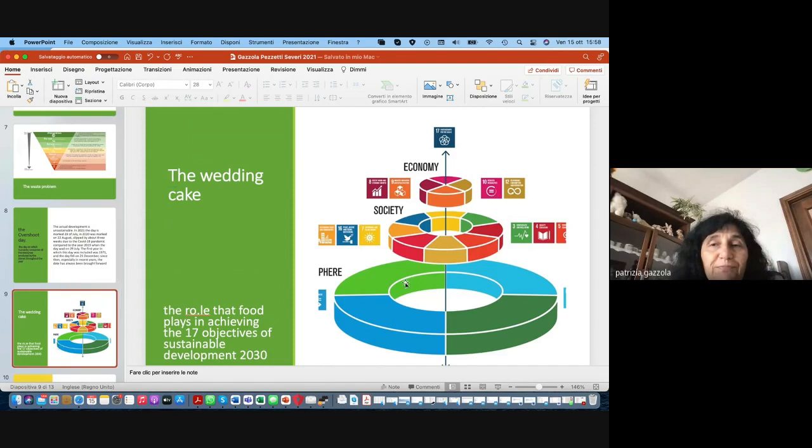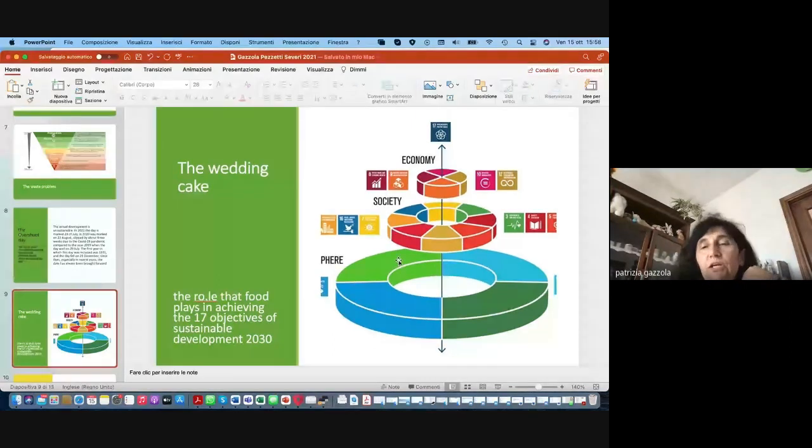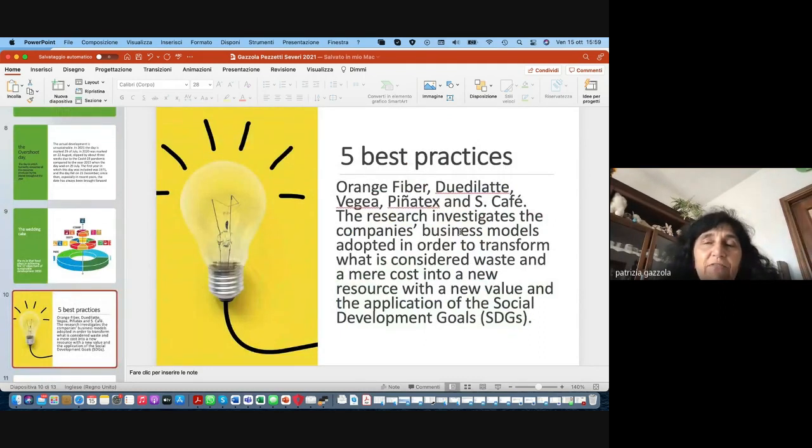Then you can see here the wedding cake, to analyze the problem of food waste, which is the base of our research, and to reach the 17 Sustainable Development Goals that are very connected also with food, but not only. Some are very famous. Some are connected with the economy, some with society, and some with the environment, with the sphere. But our research is connected with five best practices.